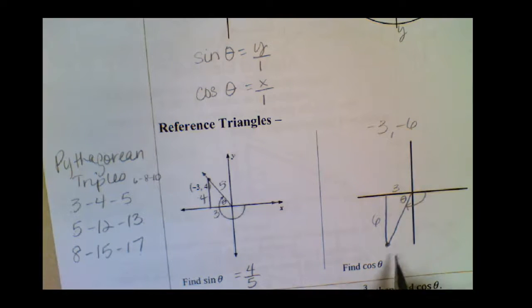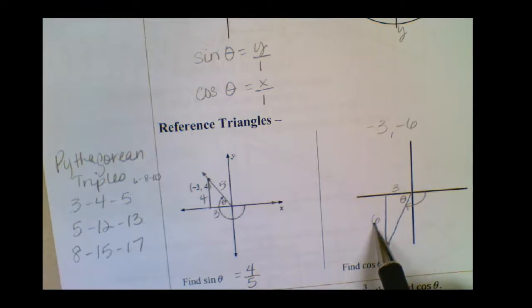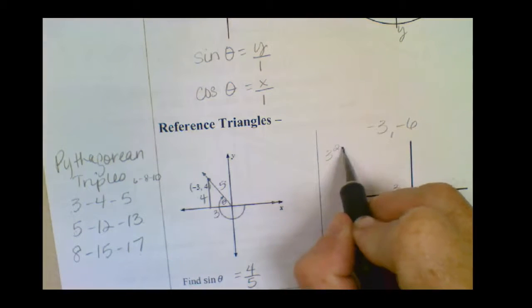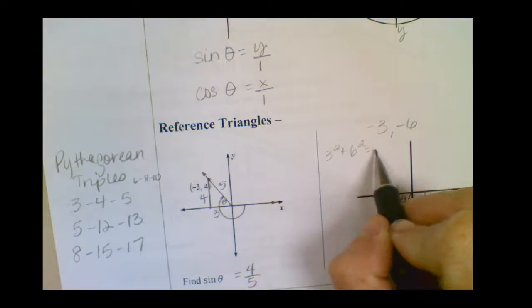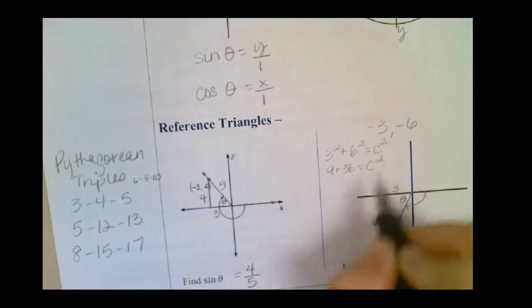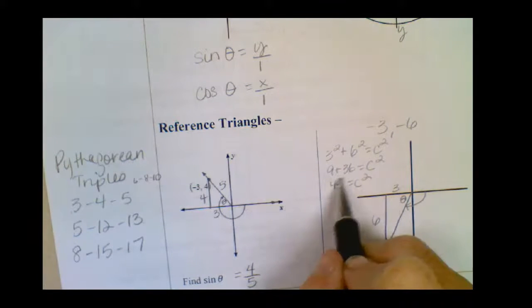So now we can find cosine. So cosine is adjacent over, oh, we need to find our hypotenuse first. Sorry about that. So we're going to have to use the Pythagorean theorem to do that. So we have 3 squared plus 6 squared equals our c squared. So we've got 9 plus 36 equals c squared. So we have 45 equals c squared, and then we take the square root of that.